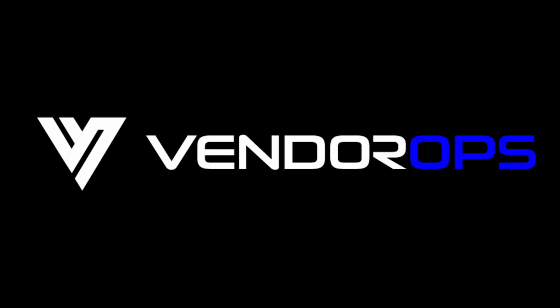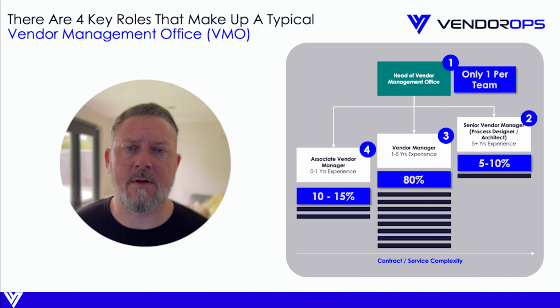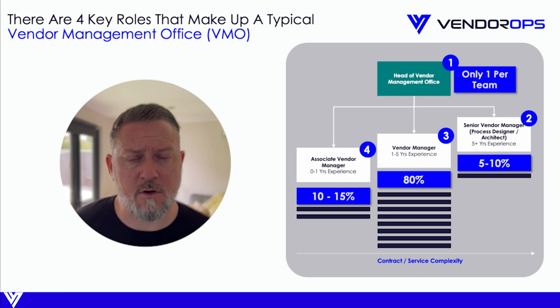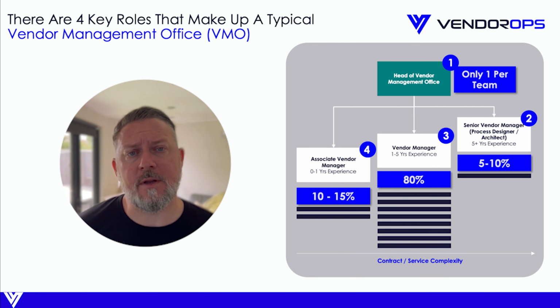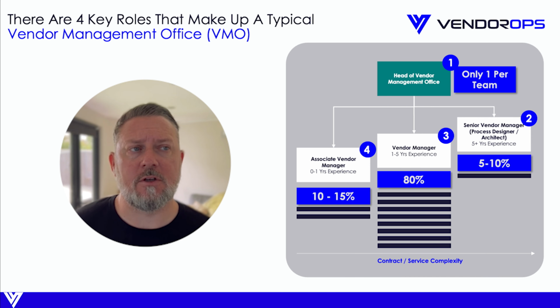Vendor Ops, leveling up your vendor management. So what are the 4 role types that we need in a function? First off, you'd need a head of vendor management or a lead role that's going to look after the team, recruit the people into it, set their objectives and provide that sort of team construct, and also set the strategy for the function.